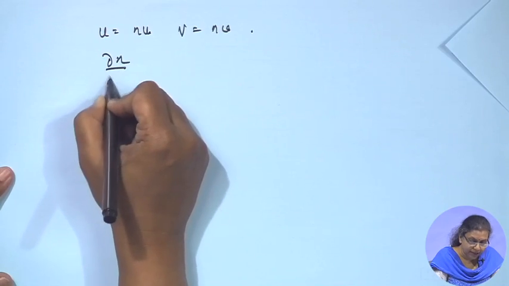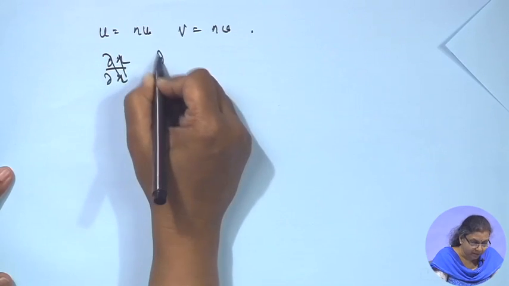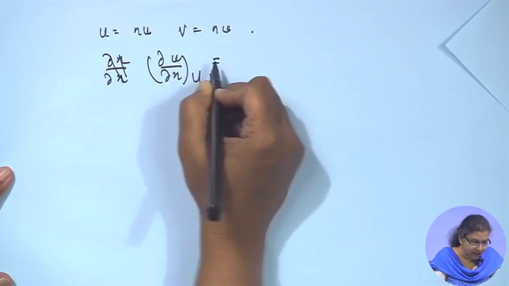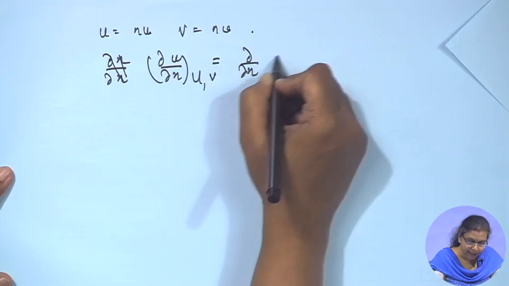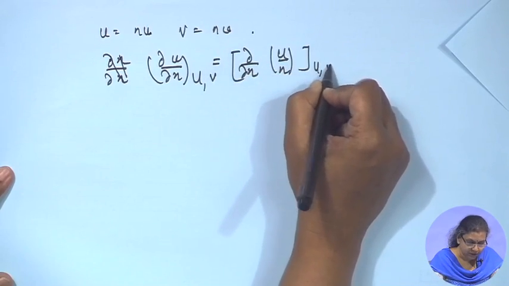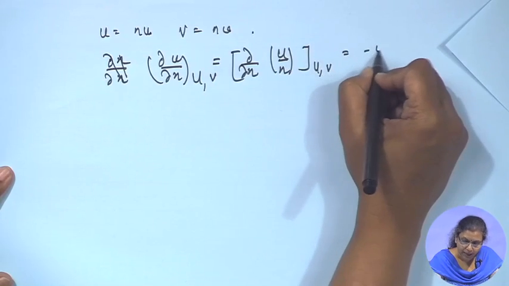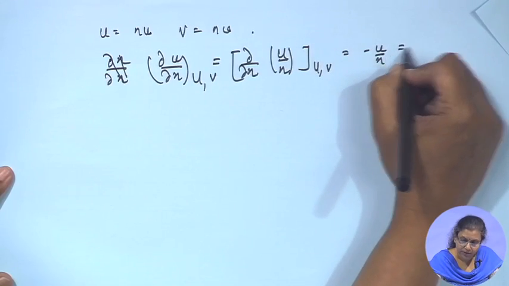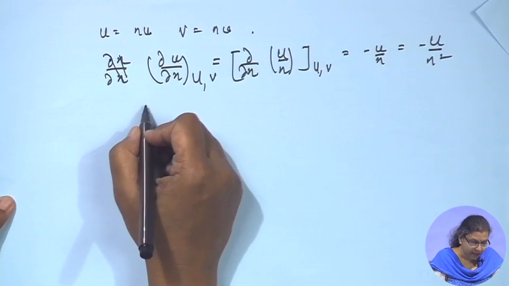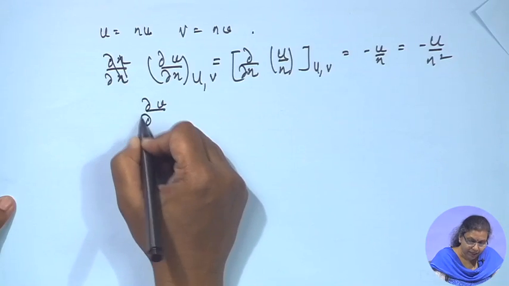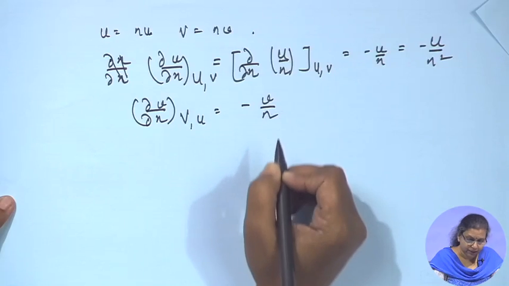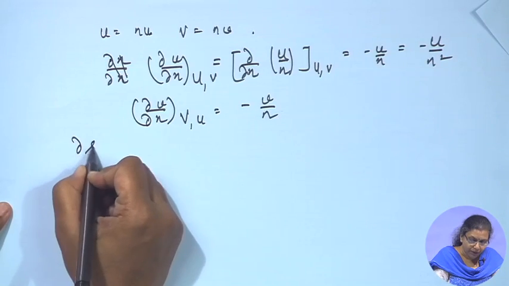We get del U del N at capital U V. This is nothing but equal to del N u by N at capital U V, which is nothing but equal to minus u by N, or in other words, this is equal to minus capital U by N square. Same way we can write del V del N at capital V U as nothing but equal to minus v by N. So therefore from there what do we get?